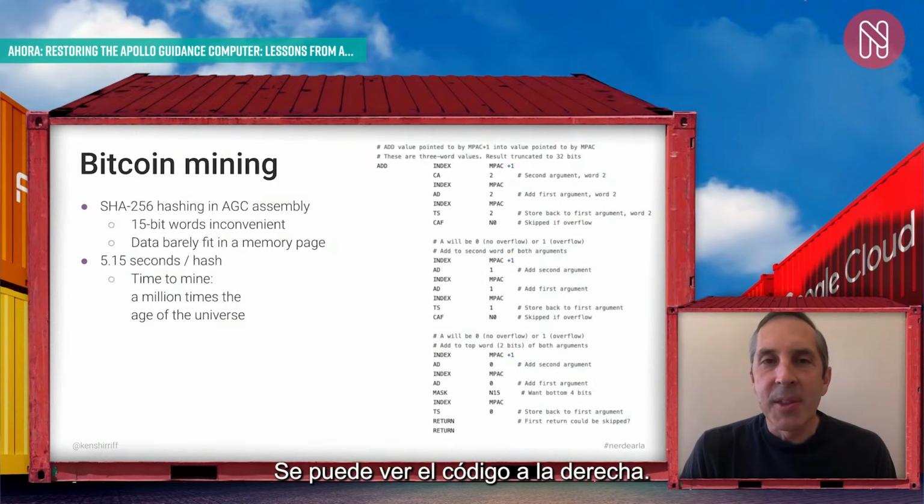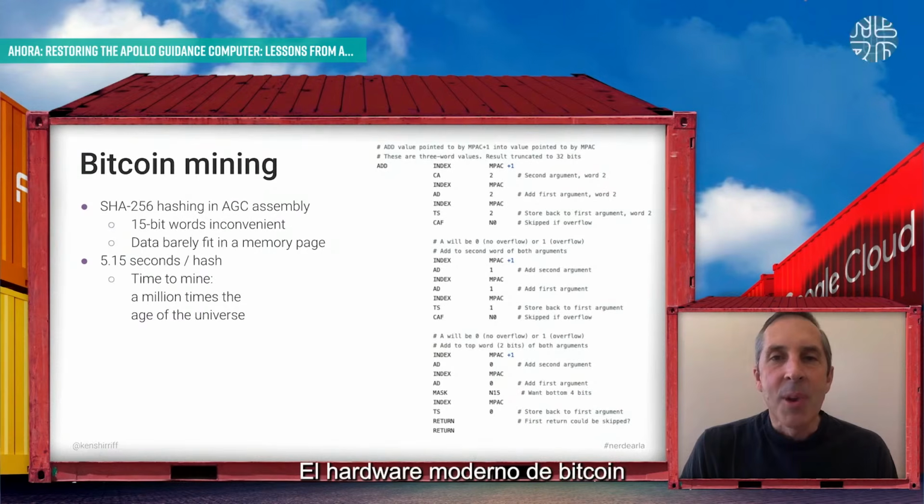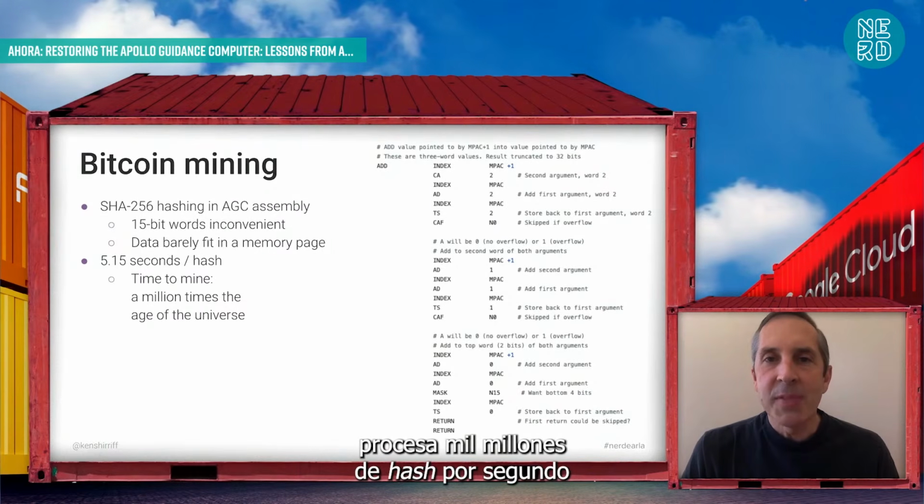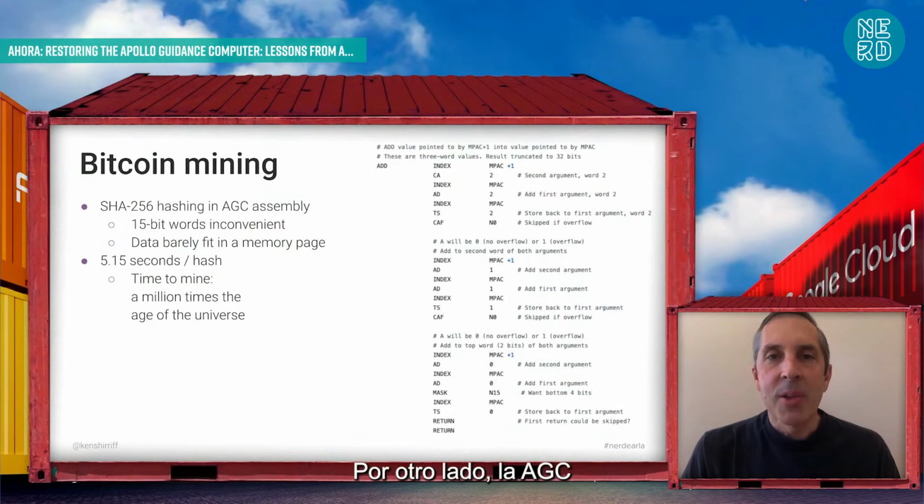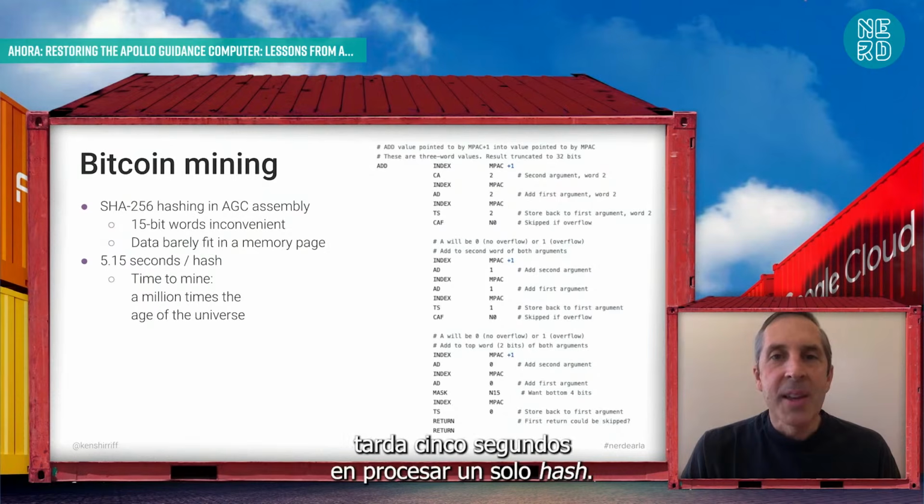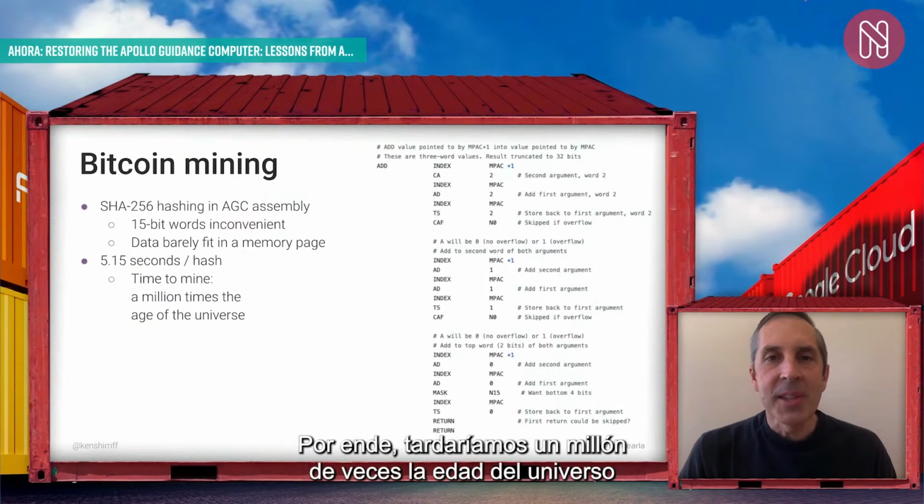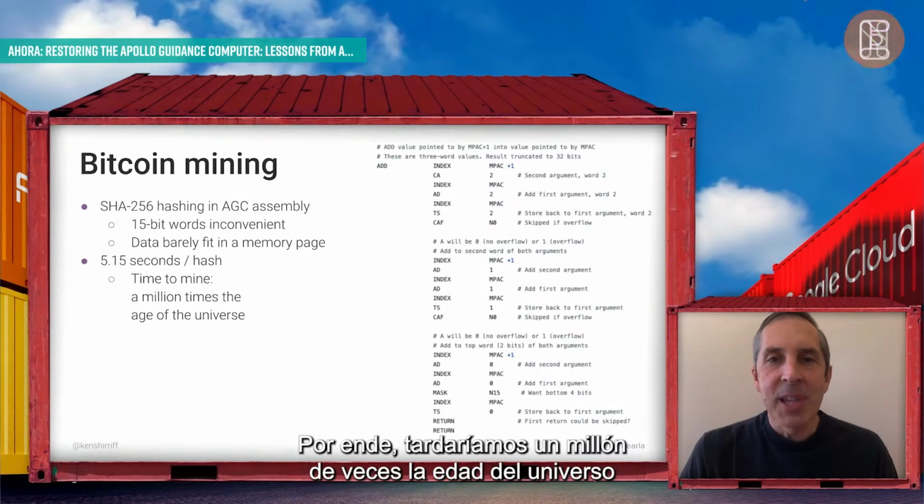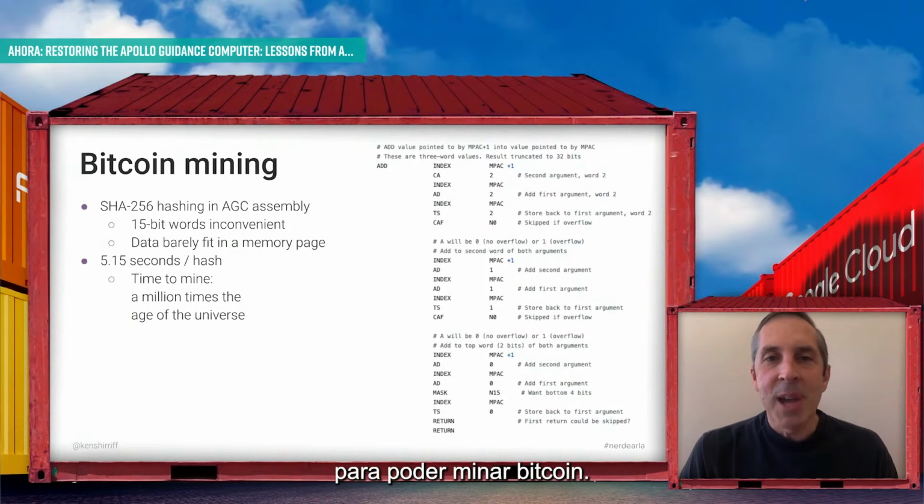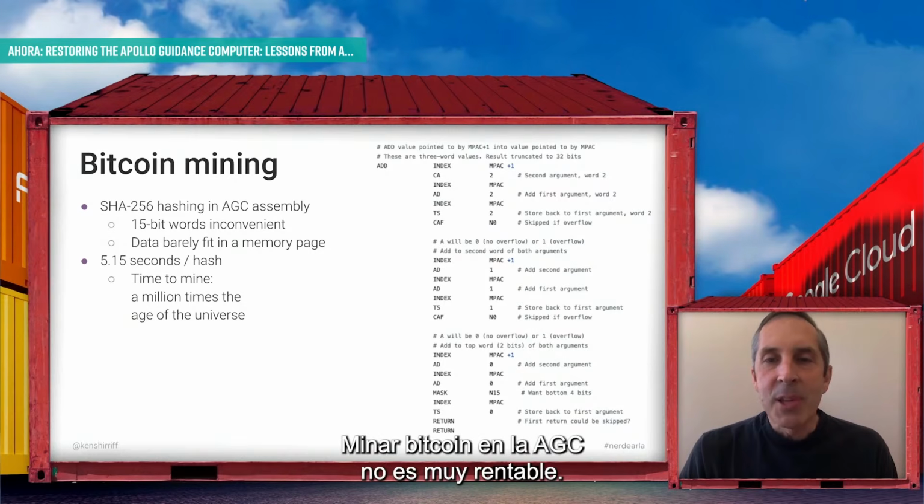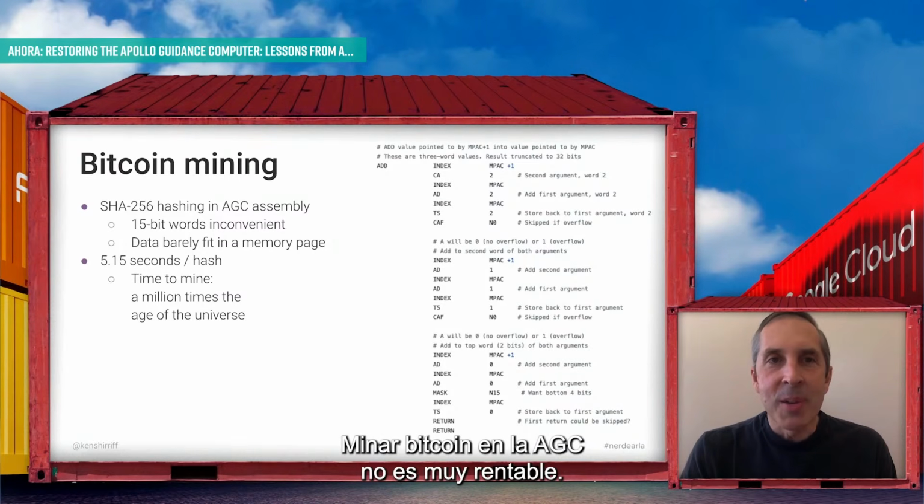Some of the code you can see on the right. Now, modern Bitcoin hardware performs billions of hashes per second. The Apollo guidance computer, on the other hand, takes over 5 seconds for just one hash. Now, the result is that it would take 1 million times the age of the universe to successfully mine Bitcoin. So mining Bitcoin on the Apollo guidance computer is not going to be very profitable.